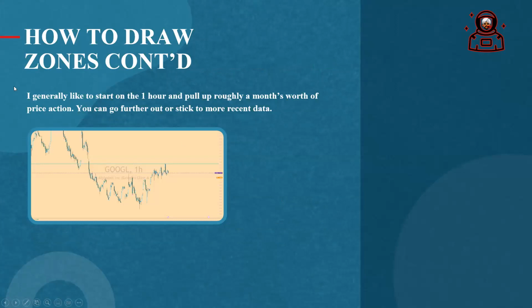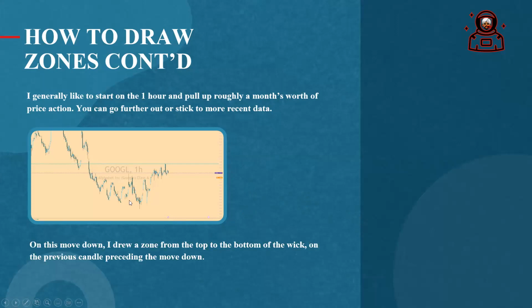I generally like to start on the 1 hour and pull up a month's worth of price action. You can go further or stick to more recent data. I'll show you two examples. There's a crypto I've been trading back and forth, GMT, where I've just been trading off of 15-minute supply and demand zones that I found over maybe a week's worth of data, and they've been hitting. So really, they'll work on any time frame, just as long as you have a decent amount of data.